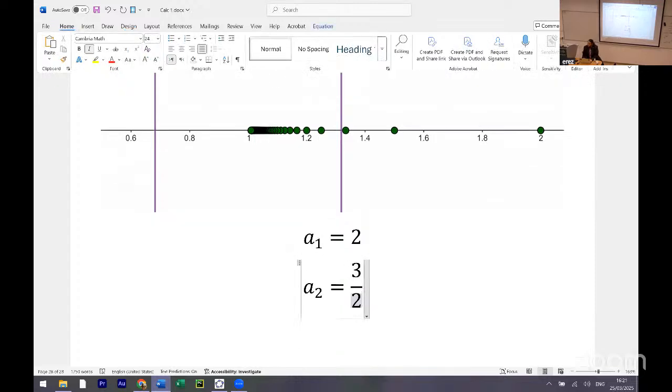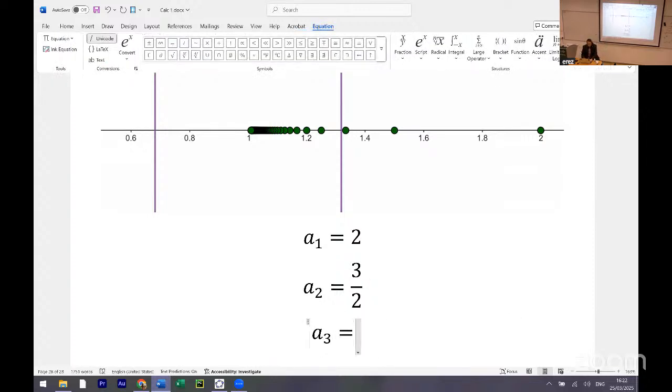What is the second element of the sequence? 3 halves, 1.5. This is the second element of the sequence. Agreed? I'm doing it slow, so if anyone has any question, please ask. It will go quite fast. So A3, who is A3? That's 4/3, which is this point here. Is it within the area? No, but what happens afterwards? Everyone is within.